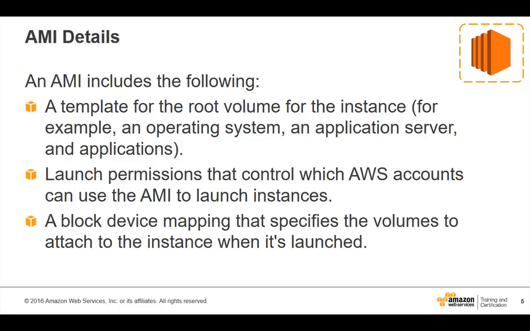Let's talk a little more about that AMI. So an AMI includes the following. It's going to be a template for the root volume, such as an operating system, Windows, Linux. Then you would choose the permissions that control which AWS accounts can use the AMI to launch instances. If you want to, the AMI that you're creating can be launched by just yourself, people in your organization, or people outside your organization. So you can define that, because you don't want to create a machine that just everyone can go and launch. You might want to lock that down a little more. You would also define the block device mapping. And what this does, it associates storage volumes to the instance you're launching.